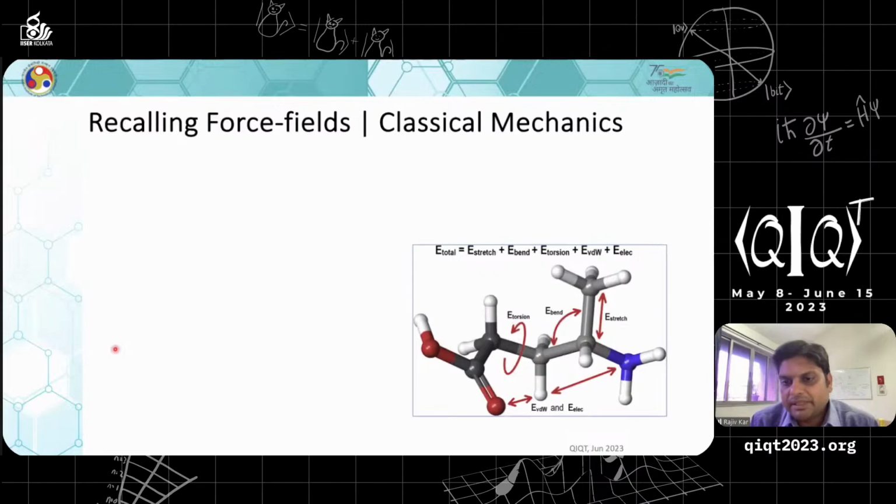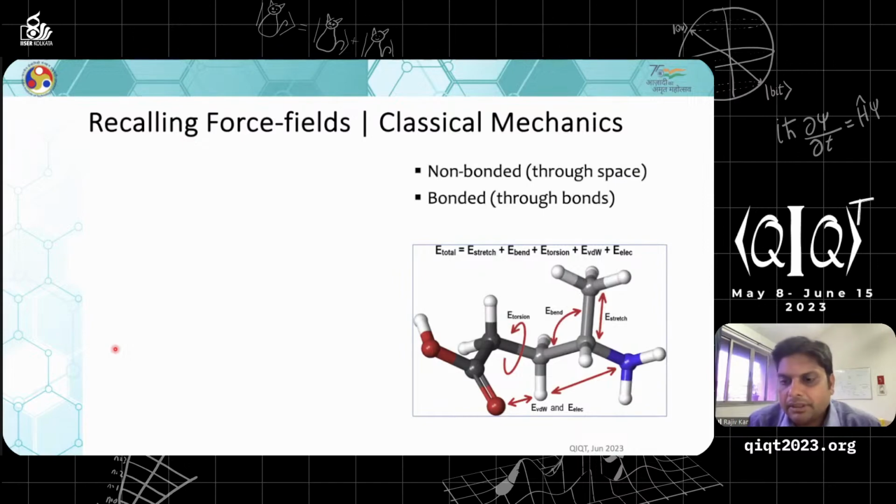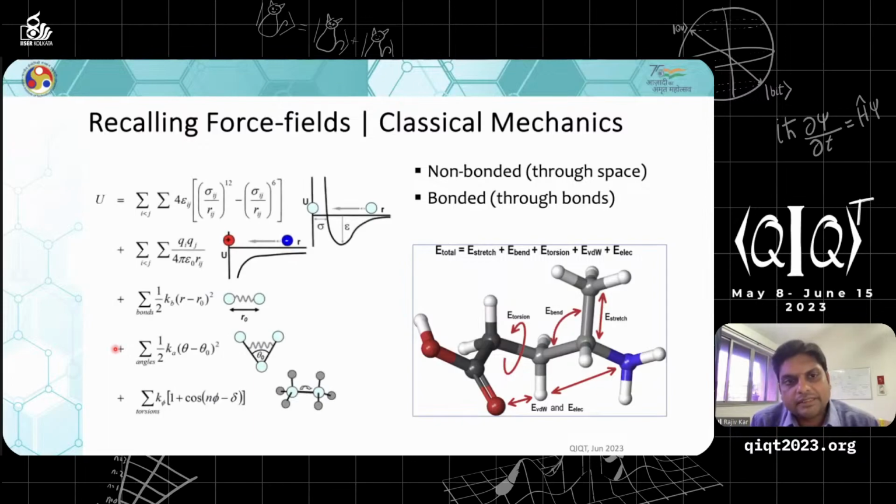In principle, classical mechanics is used to describe the macroscopic features, and this will be described in terms of either non-bonded interactions, which are through space, or bonded interactions, which are via connection of more than two atoms through bonds. So when we have the non-bonded terms, we have the Lennard-Jones potential or the van der Waals kind of interactions, and we also have the Coulomb or the electrostatic interactions. So they are denoted by the two equations.